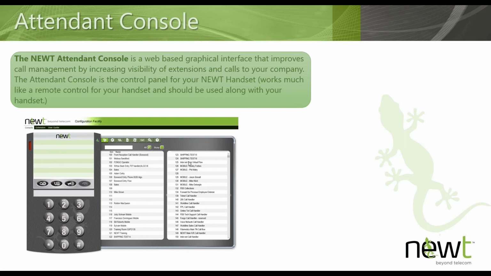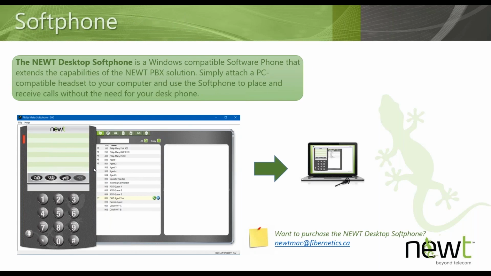As a trainer with Newt, I get this question all the time: what's the difference between the Attendant Console and the soft phone? What do they do? How much do they cost? And although I'm not a sales rep, I can definitely speak to the differences. So let's start. I'm going to jump back and forth maybe once or twice, but this is the Attendant Console. This is the desktop soft phone.